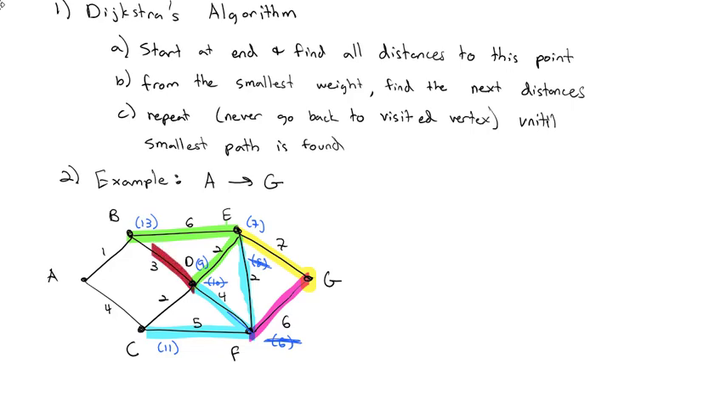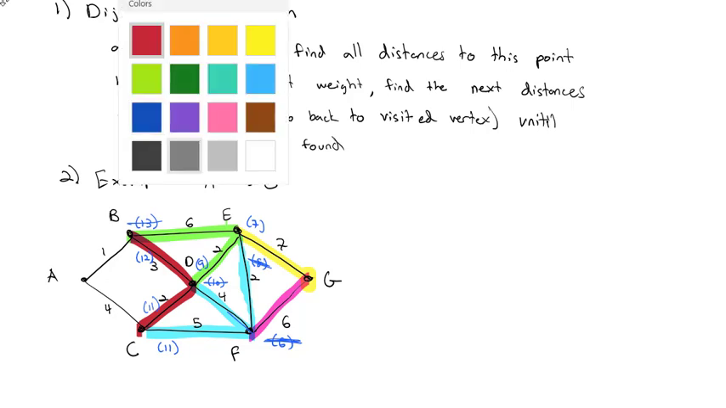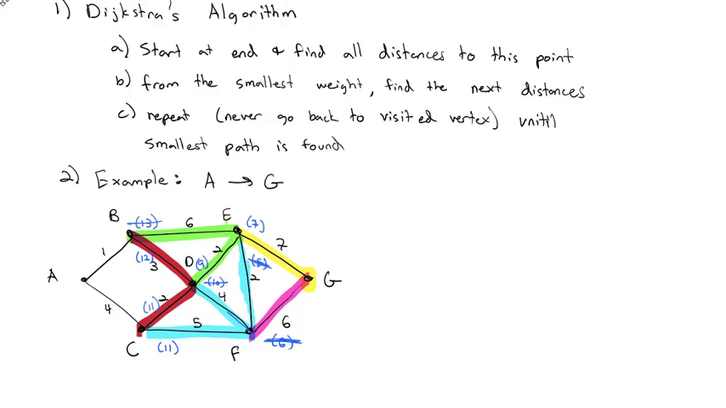So from the 9, we can go up, which gives us 9 plus 3, a total distance of 12, which has beaten the 13. The other option is we can go down from the 9, which gives me 9 plus 2, which is 11. So we've kind of got a tie down here at the 11. The smallest number now is the 11. Finish this off from the 11.